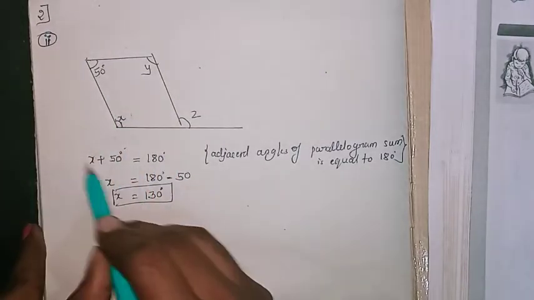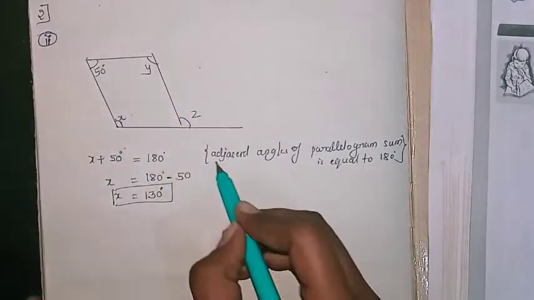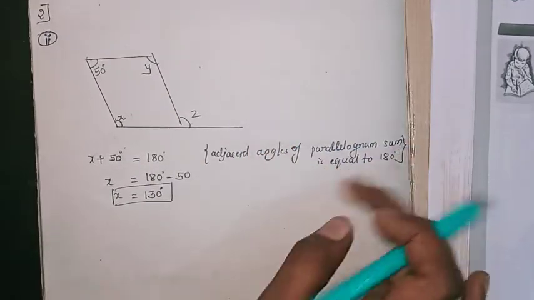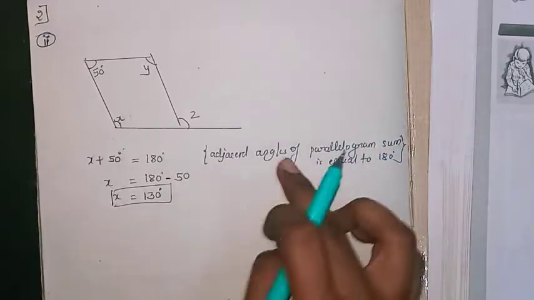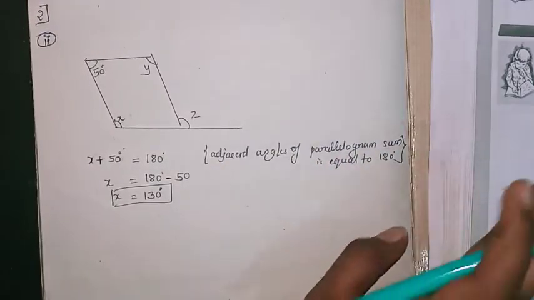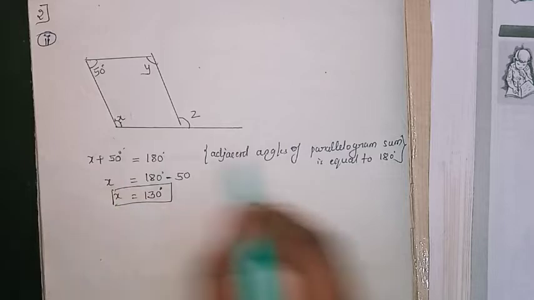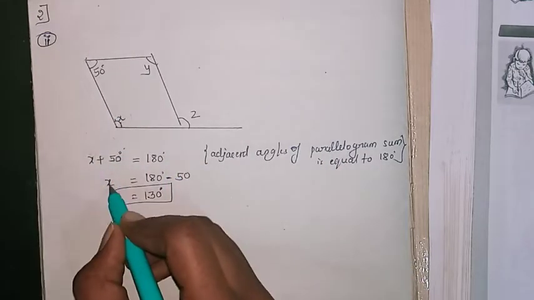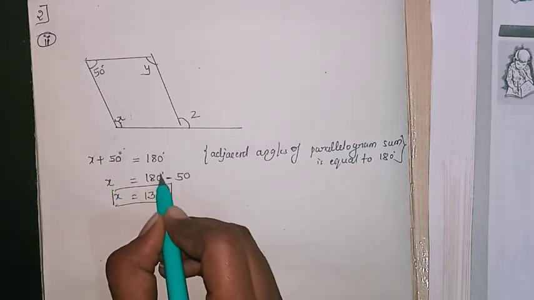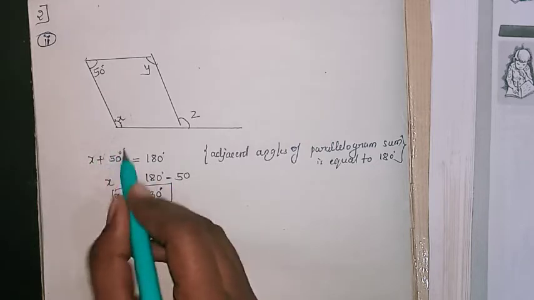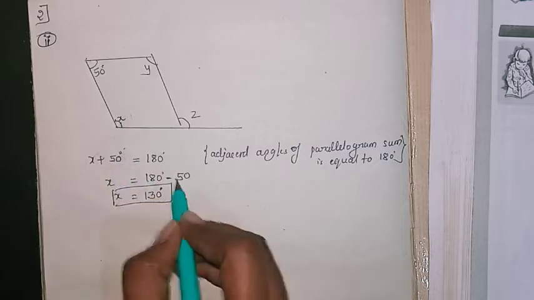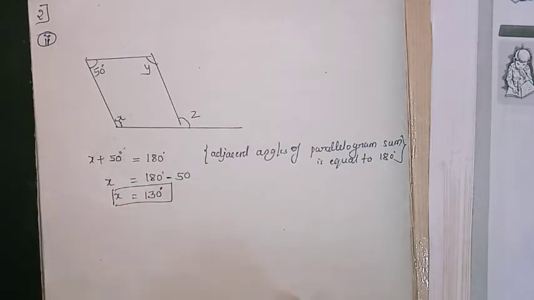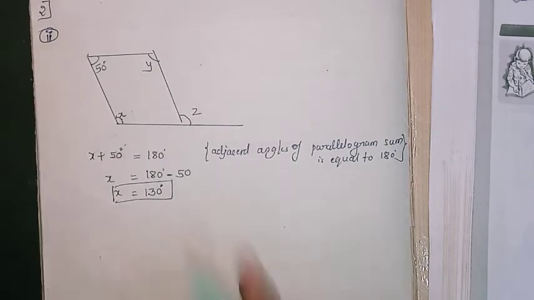Whenever you write an equation, you have to write a reason. So: adjacent angles of a parallelogram sum is equal to 180 degrees. If you write that adjacent angles of a parallelogram are supplementary, then it is also fine. This is the reason why we wrote x plus 50 degrees equals 180 degrees. From this we find the x value. x is equal to 180 minus 50 degrees, as 50 is a plus here and when it comes to the right hand side it becomes negative. So 180 minus 50 is 130 degrees. So the x value you got is 130 degrees.